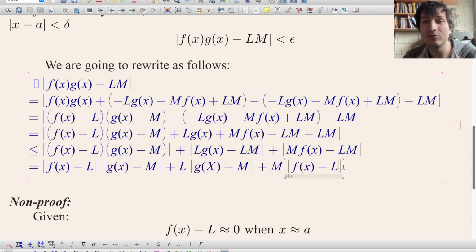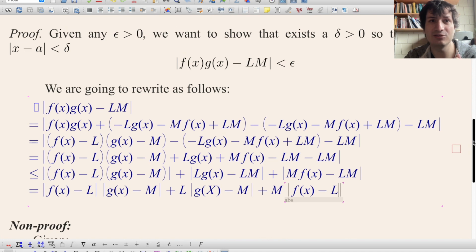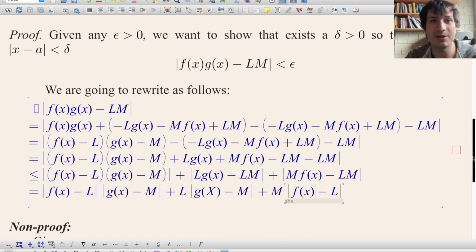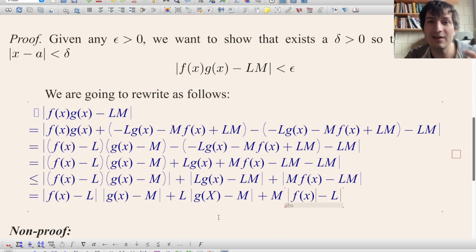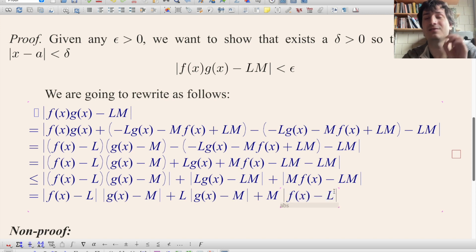And now we are in great shape because we have four things, 1, 2, 3, 4, and all four of those things are things that are coming up in our given, right? We are given that f of x minus L is small. Well, it's going to be arbitrarily small. g of x minus M is arbitrarily small. g of lowercase x minus M is arbitrarily small, and f of x minus L is arbitrarily small.